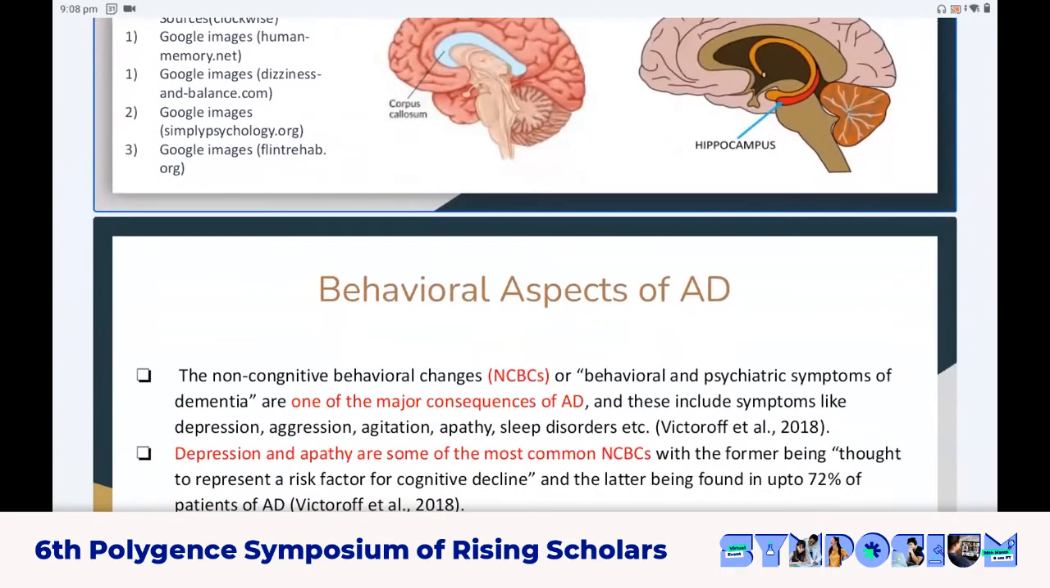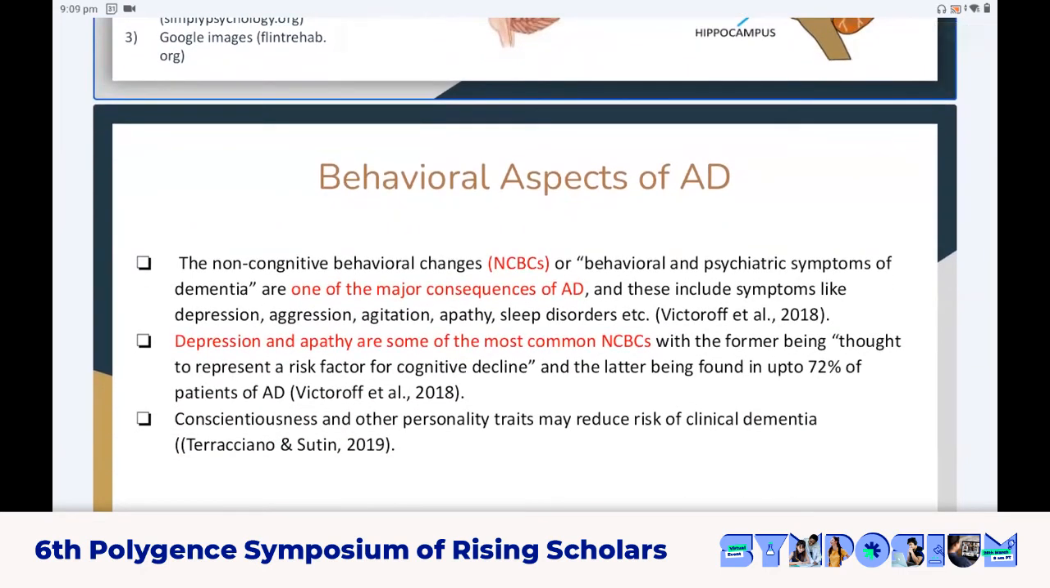Now let's come on to the behavioral aspects. One of the major consequences of Alzheimer's are the non-cognitive behavioral changes, which some call the behavioral and psychiatric symptoms of dementia. These include symptoms such as depression, agitation, anxiety, apathy, sleep disorders, etc., with depression and apathy being the most common of them. A study in 2019 described that personality and Alzheimer's disease are closely linked. This could also be the reason why patients affected with Alzheimer's disease have some defects in their personality as well.